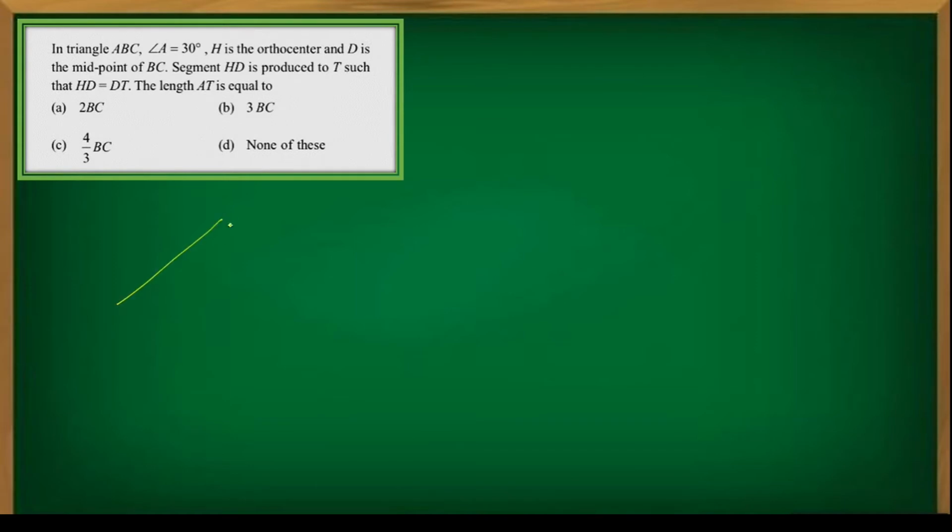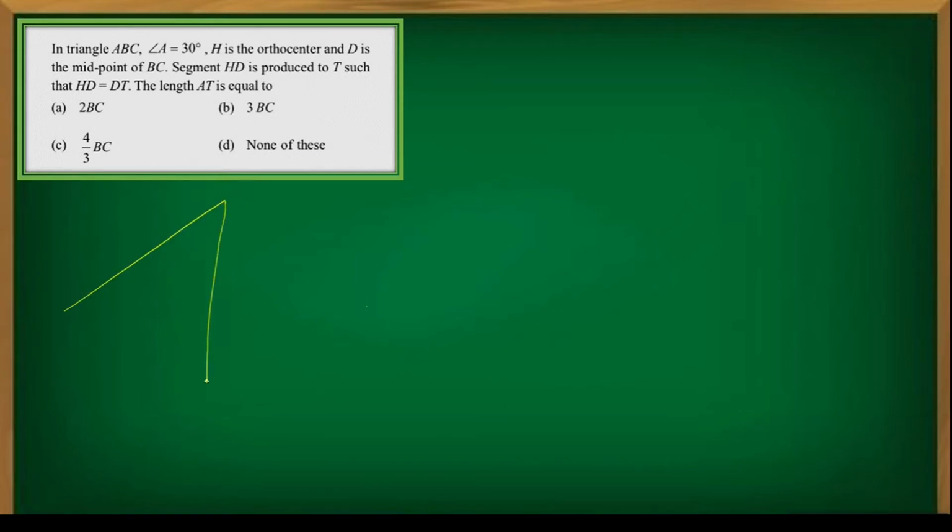So in a triangle ABC, angle A is 30. Angle A is 30 is not looking like 30, so we'll take angle A as 30.